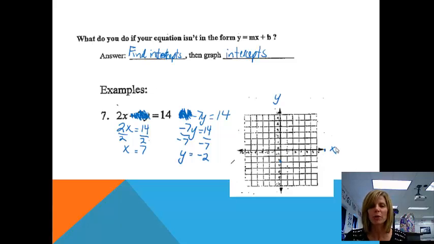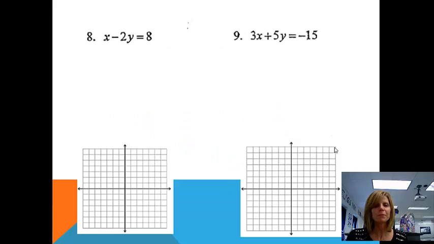Now remember, we know it's going to be a line because we're dealing with a linear function. So now all I need to do is connect those two points, and we have the graph of our equation. All right, let's try another one. This next one says x minus 2y equals 8. Again, it's not written in the proper form, so we're going to find the intercepts. I'm going to write that equation again, and I definitely would like you to get in the habit of doing that as well. I'm also going to label my x and my y axis just so I don't get those confused.